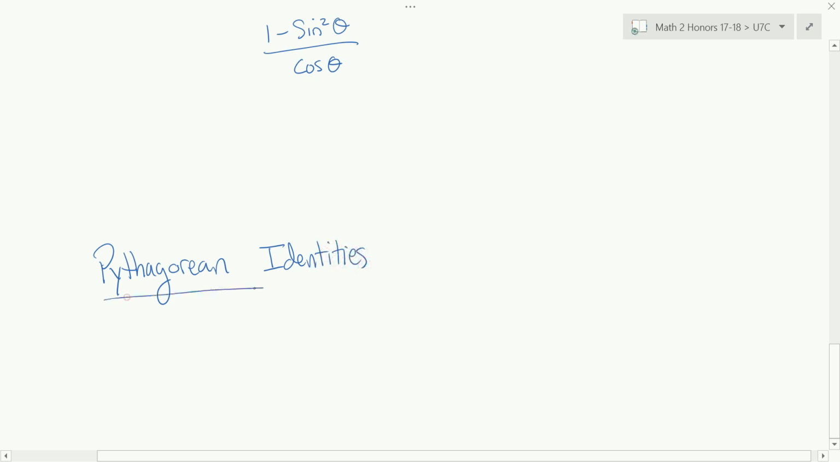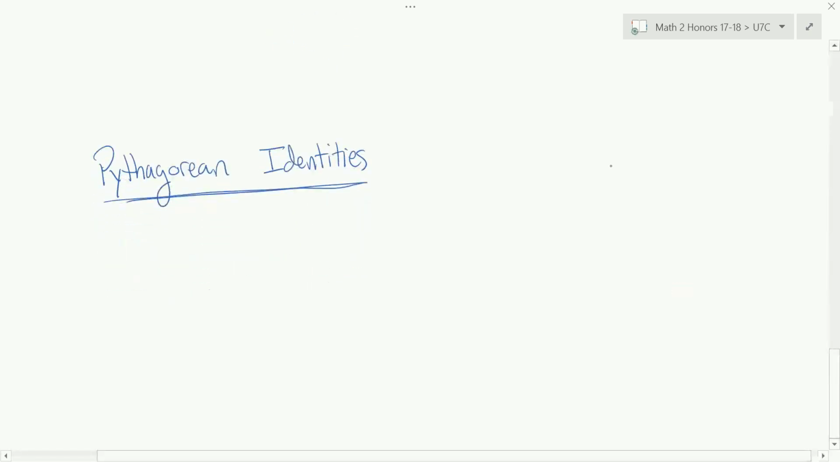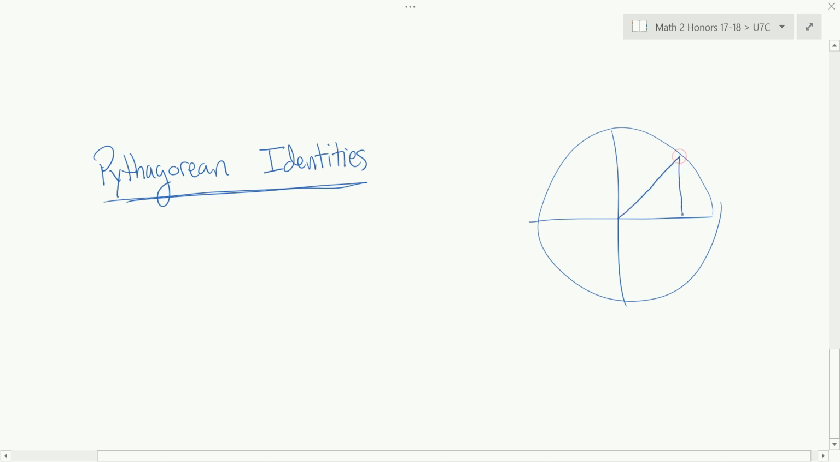Okay, so the Pythagorean identities come from the Pythagorean theorem and from the unit circle, what we learned about the unit circle. So when we were working with the unit circle last unit, we would draw right triangles in that unit circle. What was the hypotenuse of that triangle? 1. And let's call this angle theta, the reference angle. And we had some x value here and some y value here. And we learned that x was what? The cosine of theta. And y was the sine of theta.